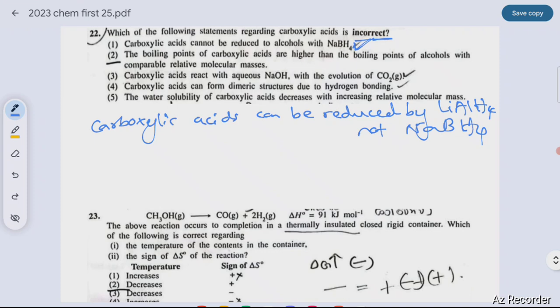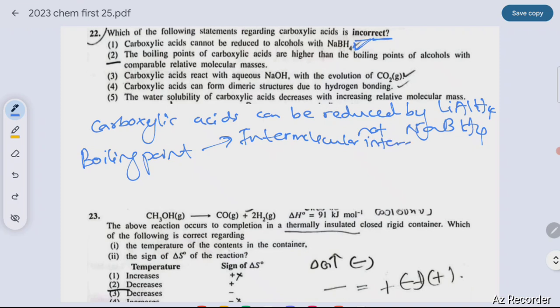The boiling points of carboxylic acids are higher than the boiling points of alcohols with comparable relative molecular masses. Now for the boiling point, we have to consider two factors. What are the two factors? One is the intermolecular interactions and the other is the molar masses.